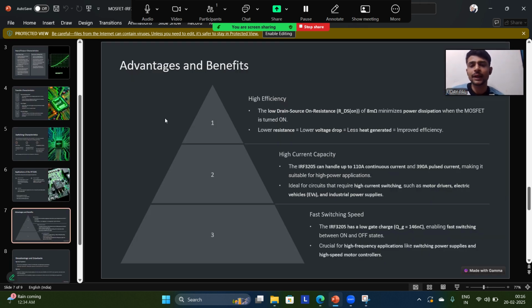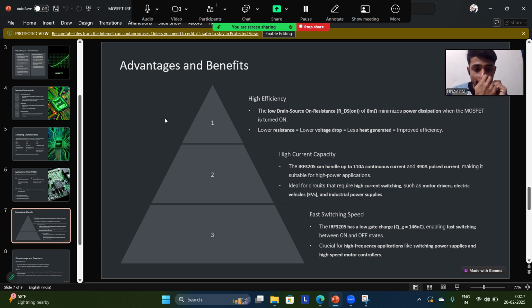Now the advantages and benefits of this. Firstly is high efficiency. In this we can say that low resistance means low voltage drop, which means less heat generated, which means improved efficiency. And in the high current capacity, it can handle up to 110 ampere of current and 390 ampere of pulse current.